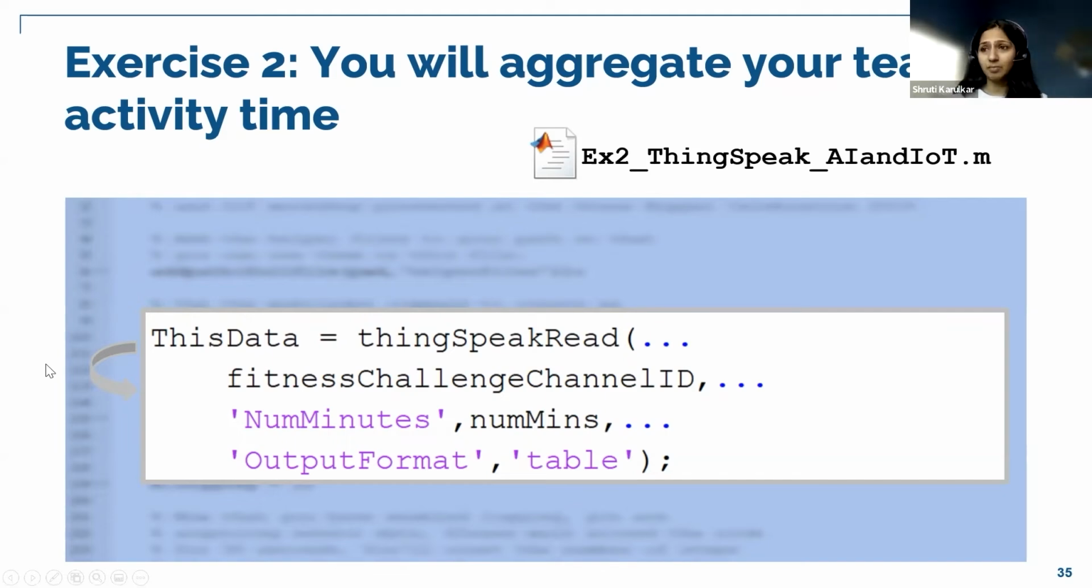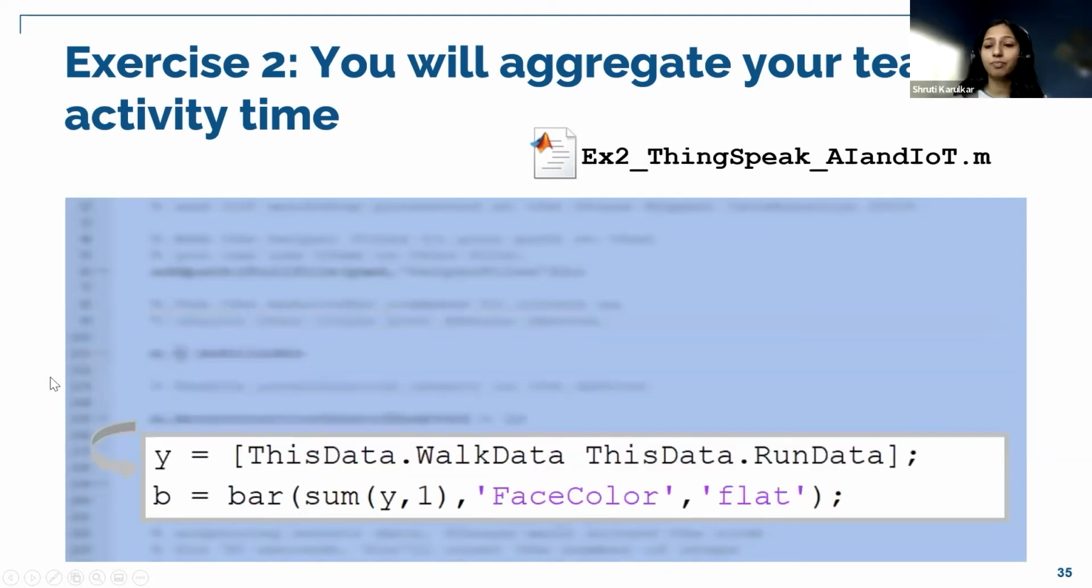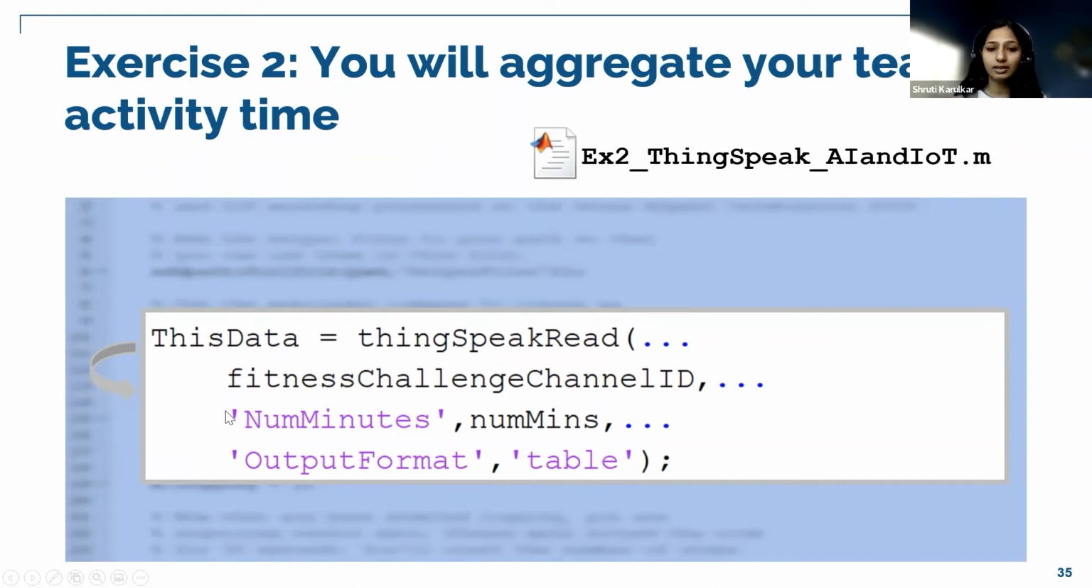So first, we begin by using a MATLAB command called thingSpeakWrite to send data to ThingSpeak. Next, we use a MATLAB command called thingSpeakRead to read the data that we just wrote to the channel that we have created. As you can see, the first input argument here is the channel ID. This is the channel to which we have written our data. The next input argument is the number of minutes. We want to read all the data that was written to this channel in the last 1 hour. And finally, we want to be able to see this data in a table format.